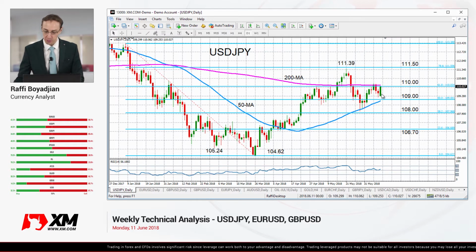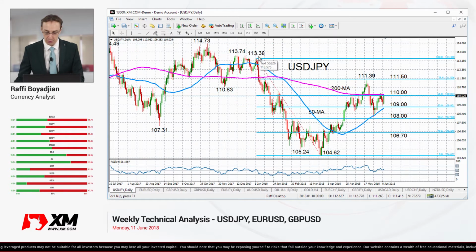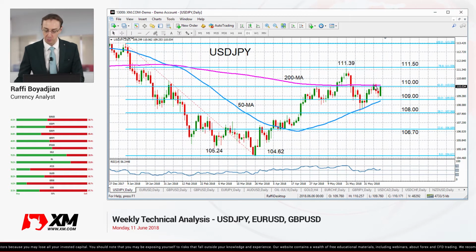We would need to see, though, a break above that key resistance level around the 110 handle in order to strengthen the upside momentum. So the 110 handle is the 61.8% Fibonacci retracement of the down leg from 113.38 to 104.62, and is also where the 200-day moving average has currently flatlined. So that's an important barrier to break.